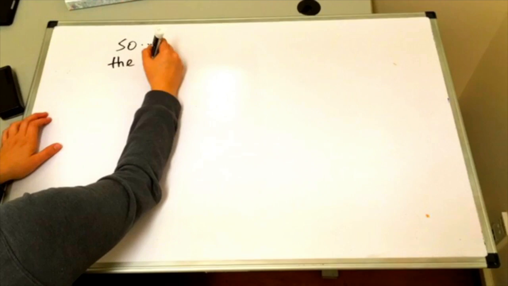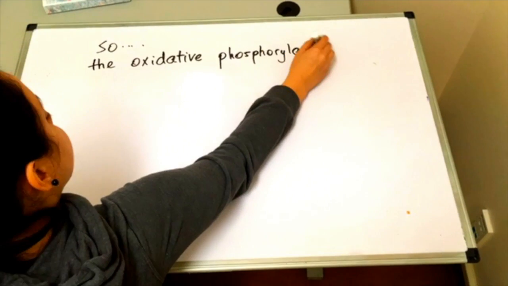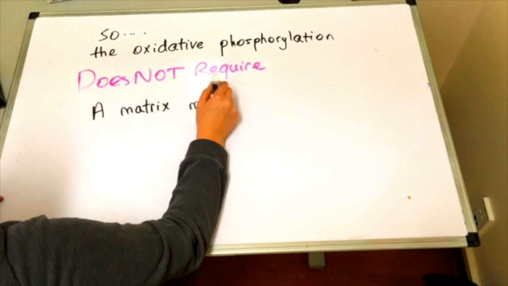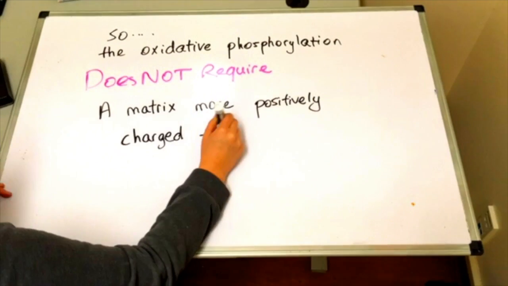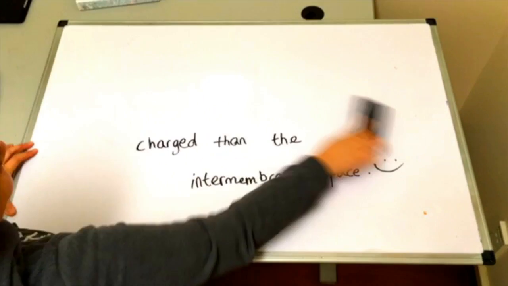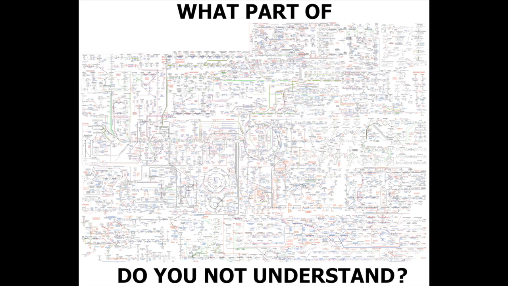So, oxidative phosphorylation does not require a matrix more positively charged than the intermembrane space. Pretty simple, huh?